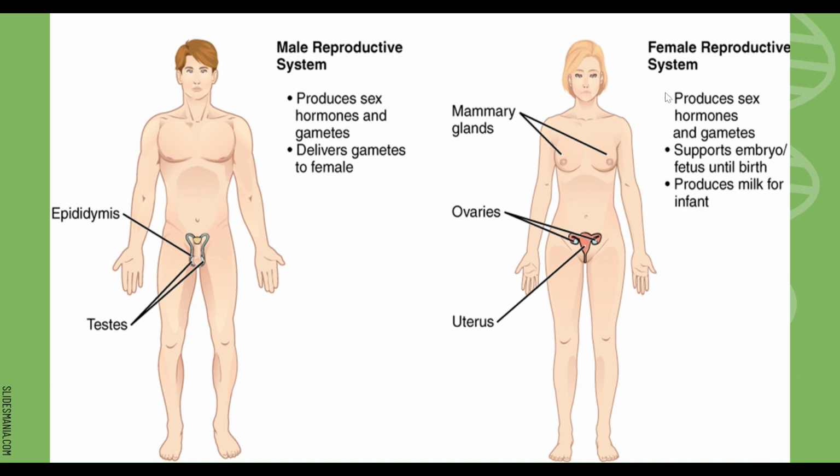And right here, when we're talking about the female gametes, we're talking about the egg, right? So females have eggs and the males have sperm. And again, the male delivers the gamete to the female, and this results in an embryo. Embryo is just a fertilized egg, basically meaning a baby is about to start forming, right? And so it supports the embryo and fetus until birth and produces milk for the infant.